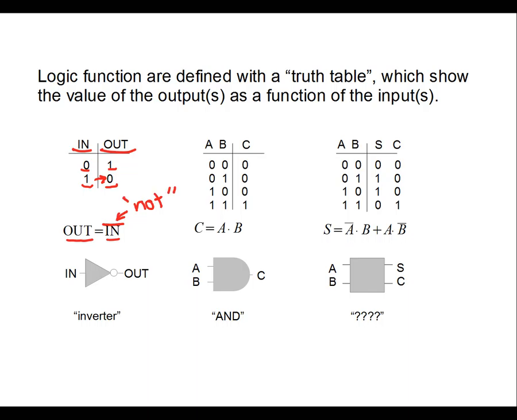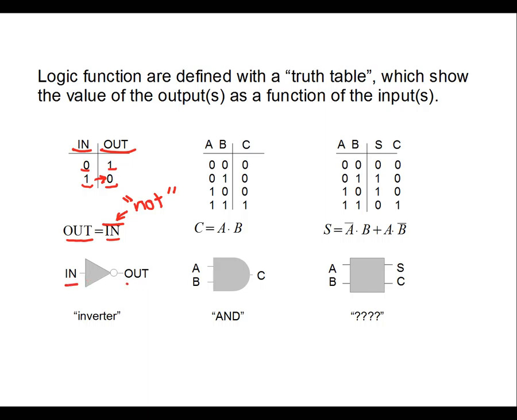So we read this as the output is the input not, or the not input. We can actually write this as an abstract circuit. We would have an input here. It kind of looks like an amplifier, actually. We have an input here. We have an output here.